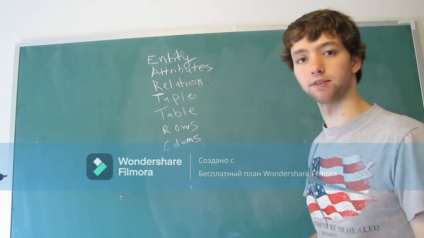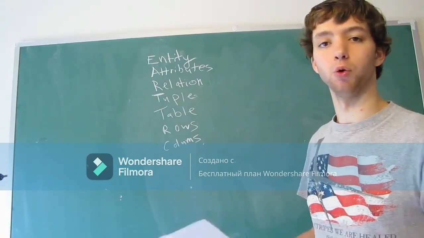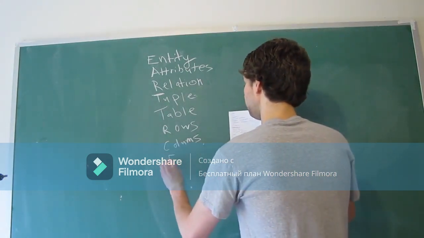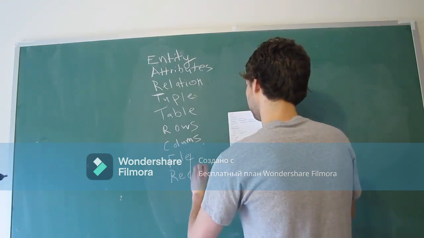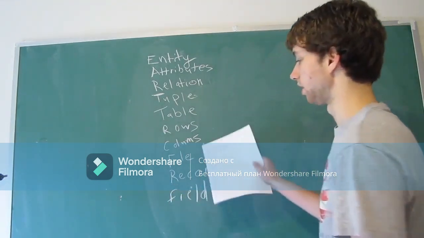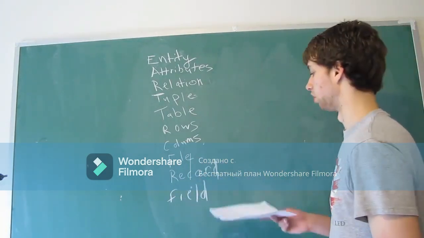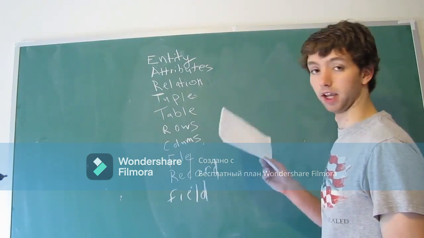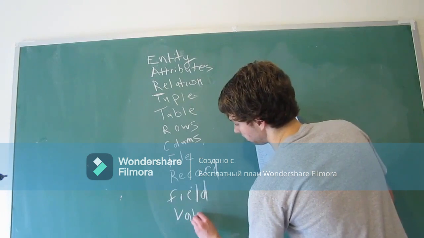Now we also have three more terms that we haven't learned yet, which you will possibly hear. They're kind of older terms, but they're talking about the same thing. You may hear the terms file, record, and then field. So what are these talking about? Well, file is just another name for a table. A record is another name for a row, and a field is another term for a column.